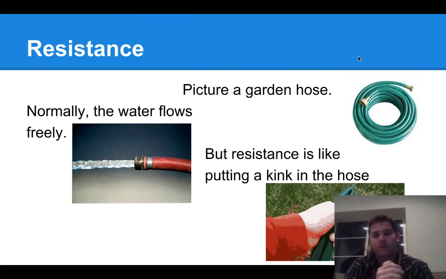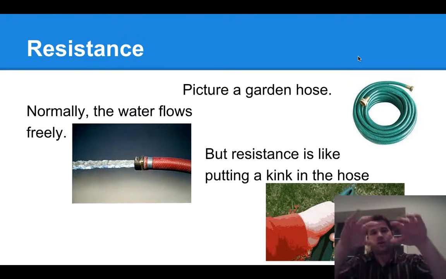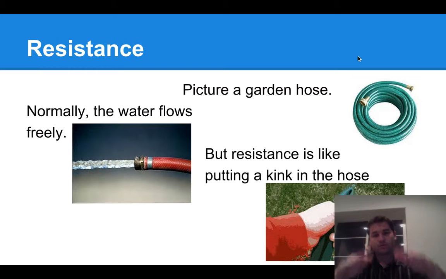Okay, but if you look at the picture on the bottom right, this is like some resistance. When you put a kink in the garden hose like that, what's going to happen? Well, the water is going to slow down. It's not going to be able to move through the hose as fast. And on the other side of the hose, you'll just see kind of a drip come out of the hose. Okay, so resistance is like putting a kink in your hose and slowing down the electricity, which in turn drops the current.